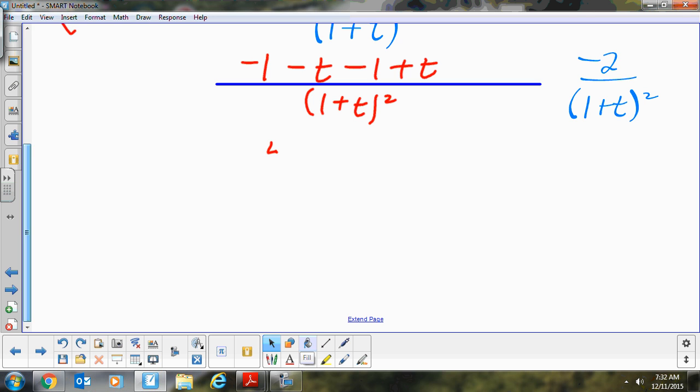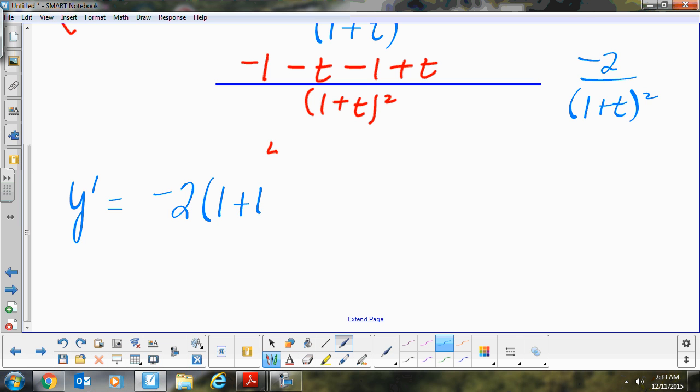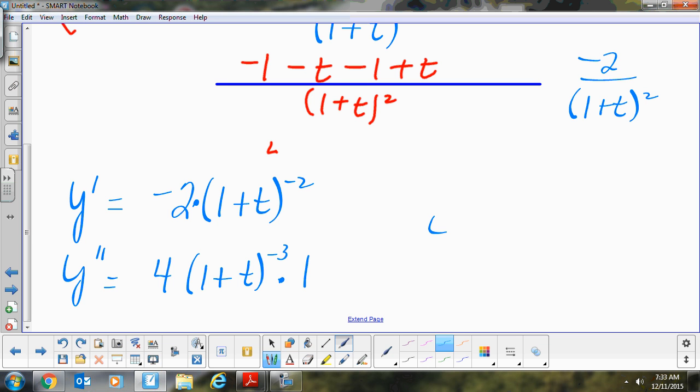Okay. So now we're ready to, I'm going to look at, this was the first derivative. So this was the first derivative, and I'm going to rewrite this now. Why am I going to rewrite it this way, this time? Right, there's no variables in the top. So the second derivative is going to be +4, 1 plus t raised to the -3 times what? 1. So this is going to be 4 over 1 plus t raised to the third.